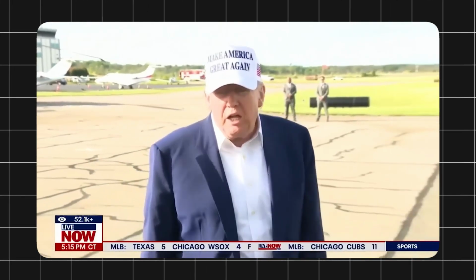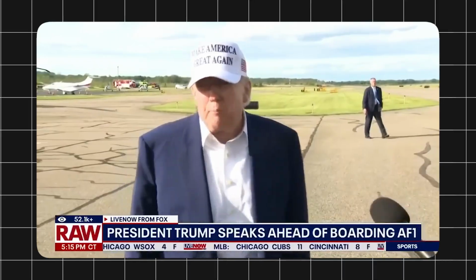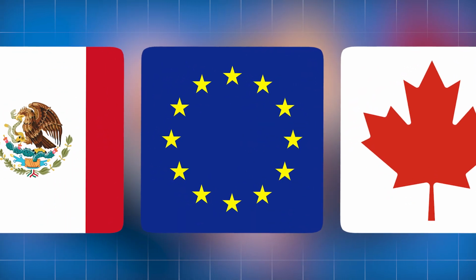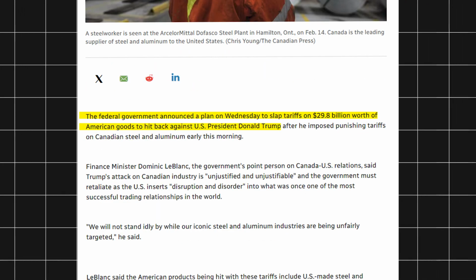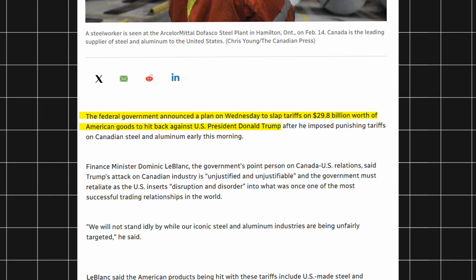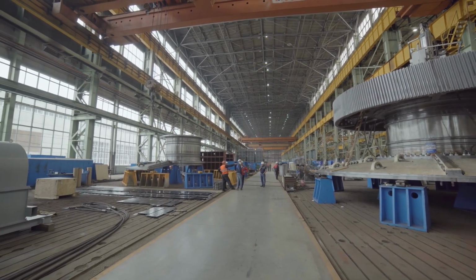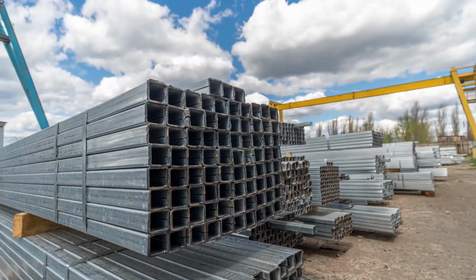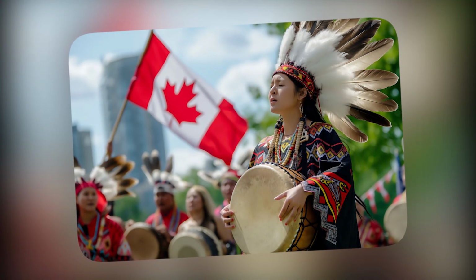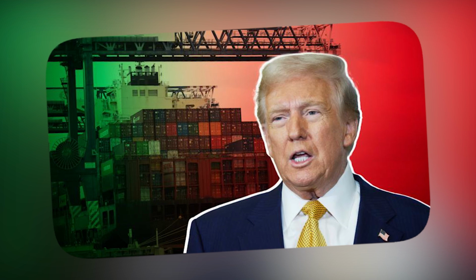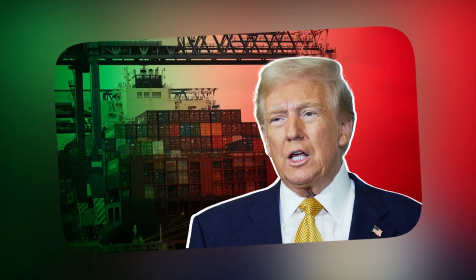After the U.S. fired its first shots in this escalating trade war, other countries wasted no time in responding. Canada, one of America's closest neighbors and trading partners, quickly retaliated by imposing $29.8 billion worth of tariffs on a wide range of U.S. goods. These retaliatory tariffs targeted key industries such as steel and aluminum, but also extended to some unexpected items like maple syrup and ketchup, products that are iconic to Canadian culture.